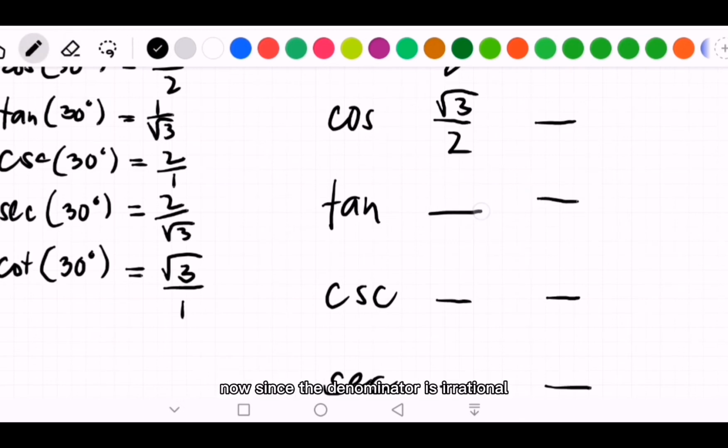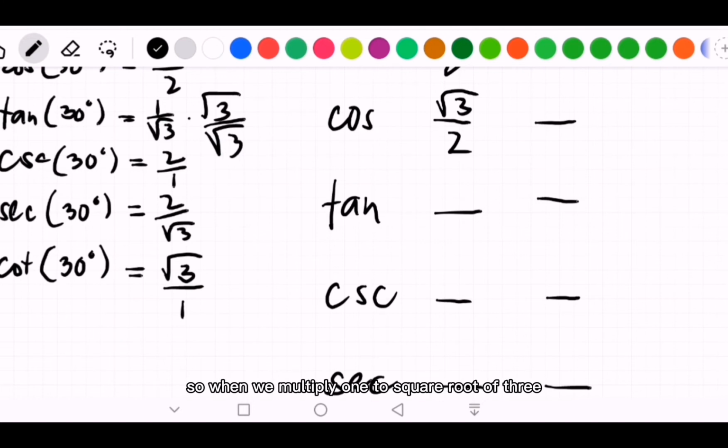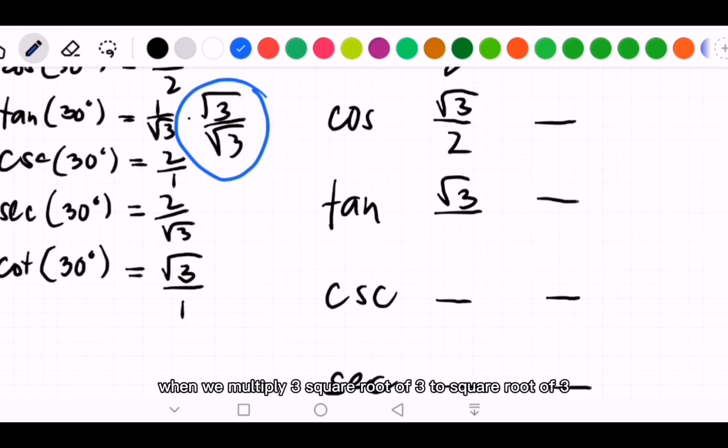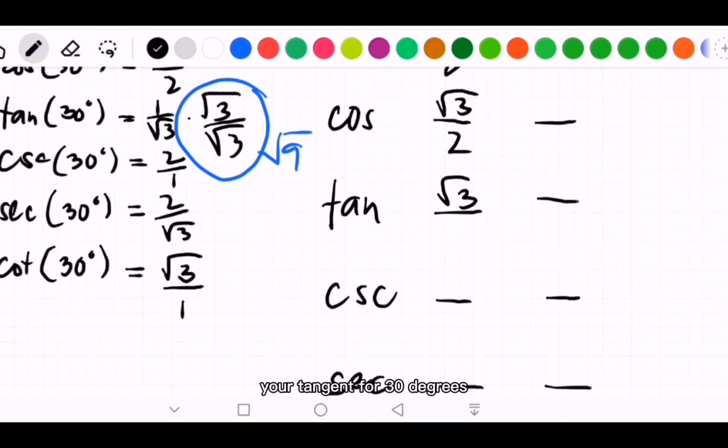Now, since the denominator is irrational, there is a process in mathematics where we rationalize the denominator by multiplying the denominator itself to the numerator and the denominator. So when we multiply 1 by square root of 3, that will be square root of 3. And then when we multiply square root of 3 by square root of 3, that is square root of 9, and square root of 9 is basically 3. So your tangent for 30 degrees is square root of 3 over 3 when we rationalize the denominator.